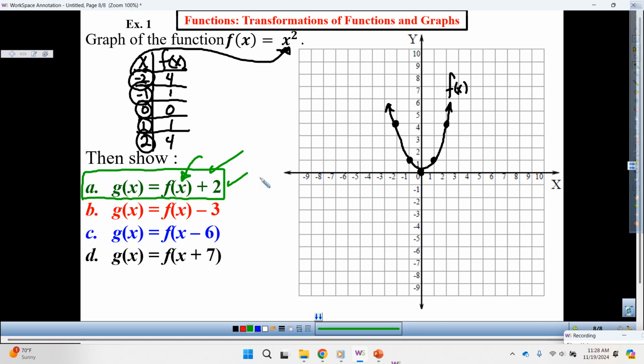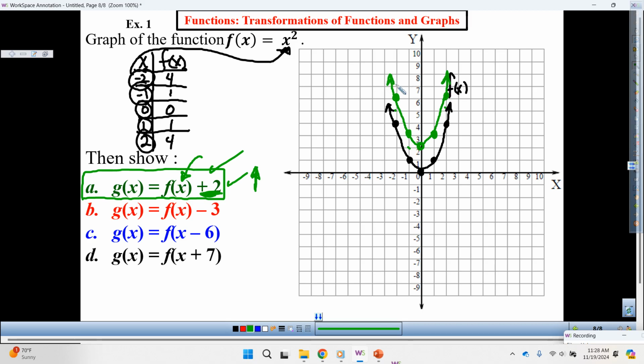What do you think, Abby? Where's that going to take the original to? Up 2, that is correct. So draw an arrow up because of this positive 2 outside of the parentheses. So we're going to take these 5 points. How many steps? 2 steps up. So we go 1, 2, for each of the five points. Graph it.